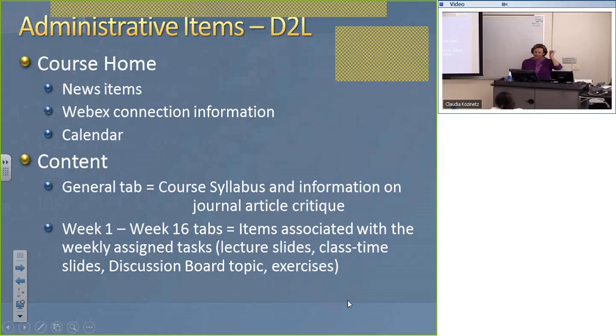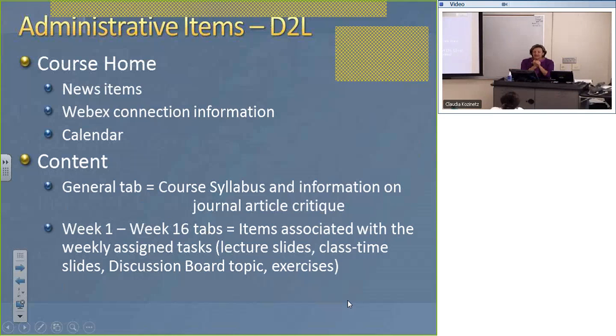And then the calendar is also on the course home. The content module gives you a general tab and then all the weeks of the course. It basically follows your syllabus. Within the general tab, that's where you find the course syllabus document and information on the journal article critique. I believe there's a document and also a PowerPoint file. And then you have week 1 through week 16. That makes it sound like this is going on forever and ever, 16 weeks of this. But let me tell you, it's going to go by quickly.